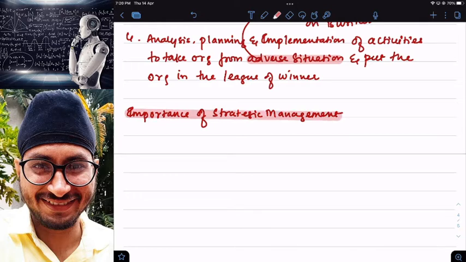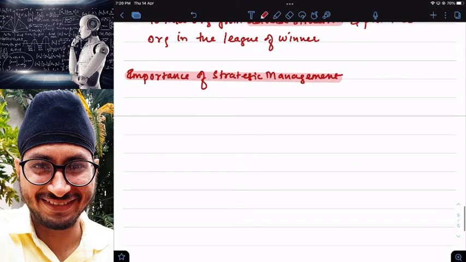Importance of strategic management. Or you can say why strategic management is important for a business. So reason number 1, it will help to discover internal strengths and weaknesses.